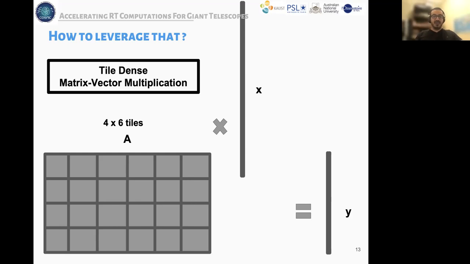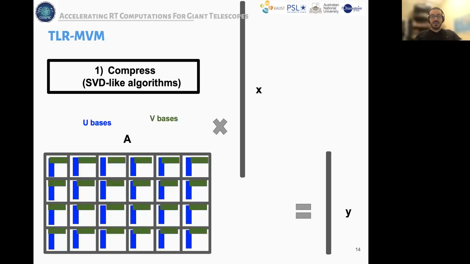The idea behind TILE-RANK is, I have my dense matrix here, which is 4x6 tiles, and I'm trying to do a matrix vector multiplication. This is what I have to do in real time, millions of times in the course of the night while doing observation. So what I do is a compression on each of those tiles individually. I can use any SVD-like algorithm, for instance.